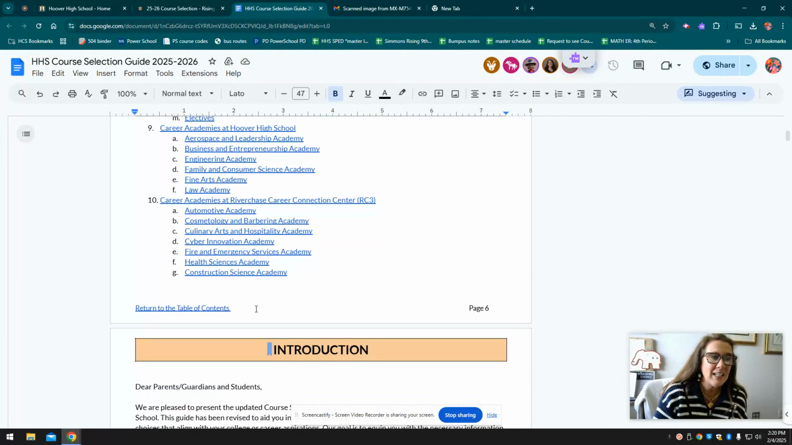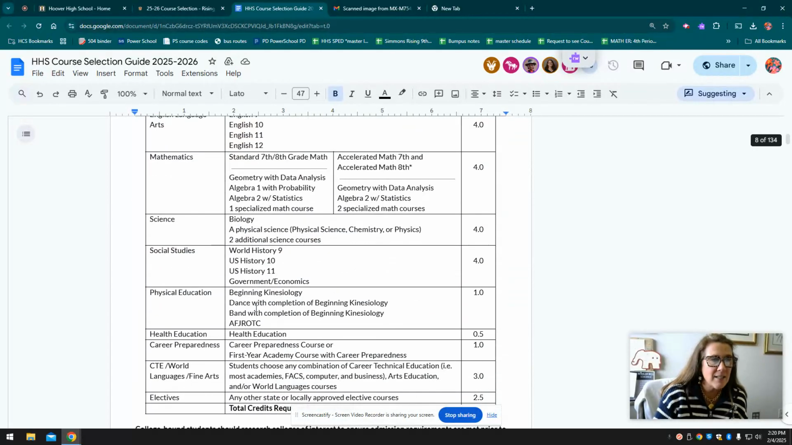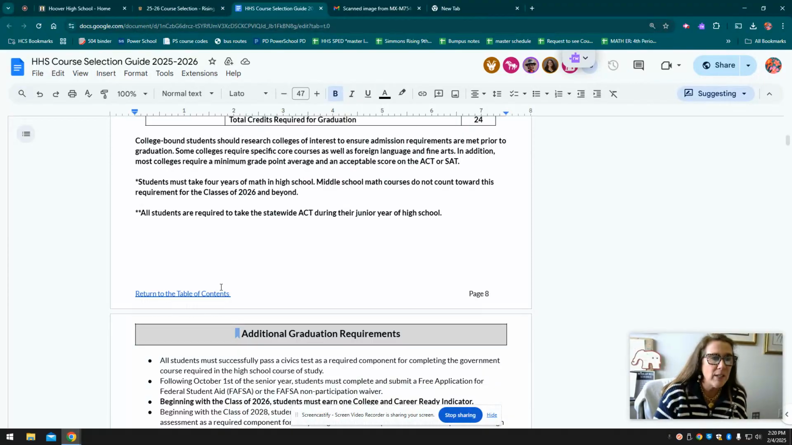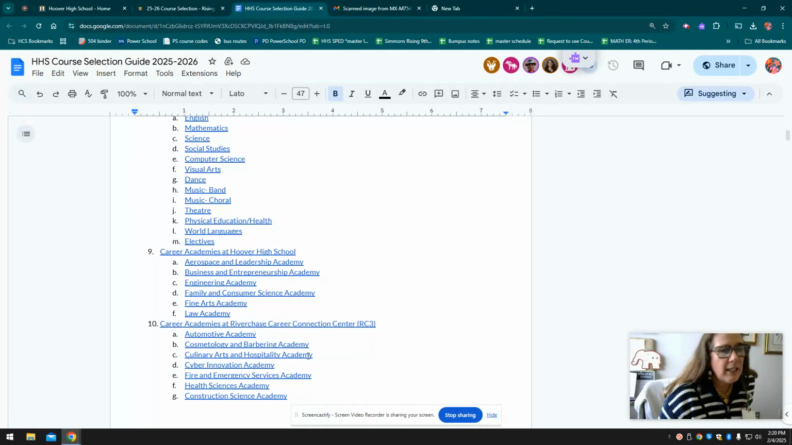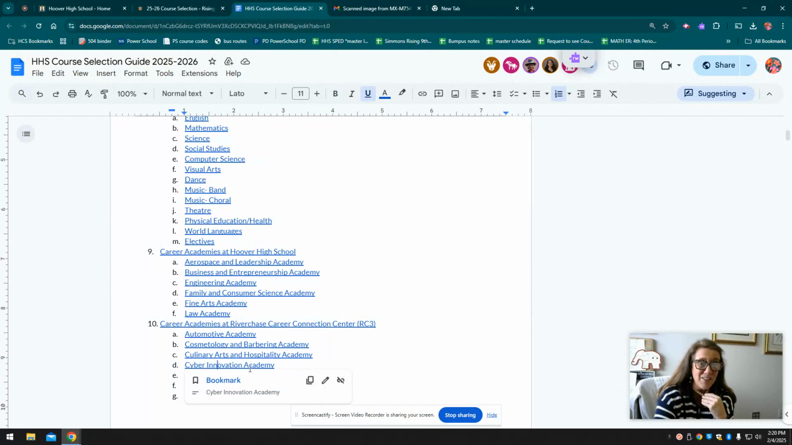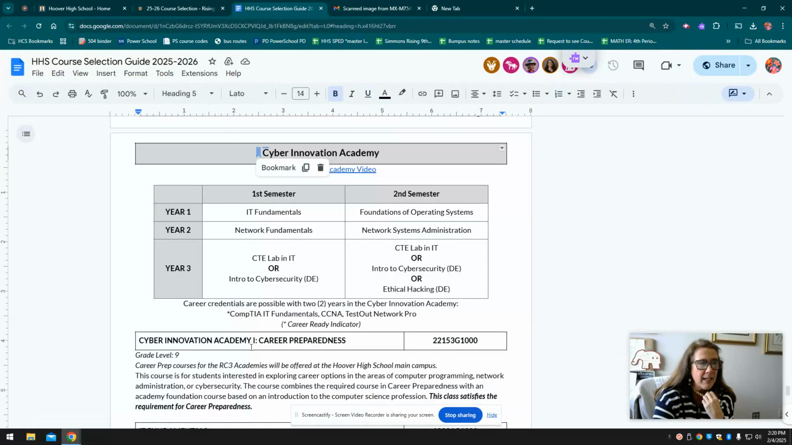One of the main things that it can be helpful for is to look at the courses that we offer here at Hoover High School and to get more information. For example, let's say a student was interested in an academy at RC3 but couldn't decide between the two, and they wanted to learn more about the Cyber Innovation Academy. They could go right here to the table of contents and click on Cyber Innovation Academy. And this would take them to the first year classes. So these ninth graders are going to be 10th graders, so they're first year RC3 students.